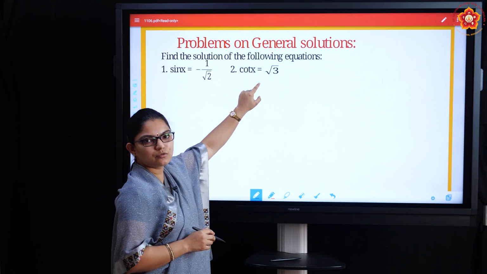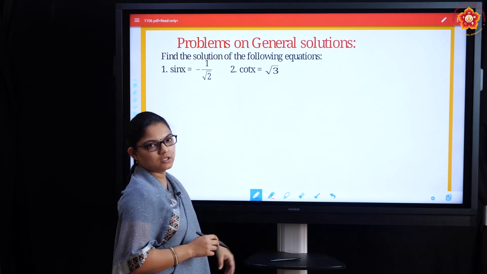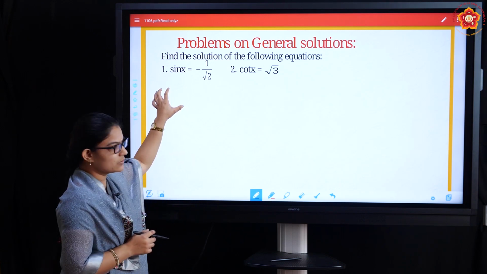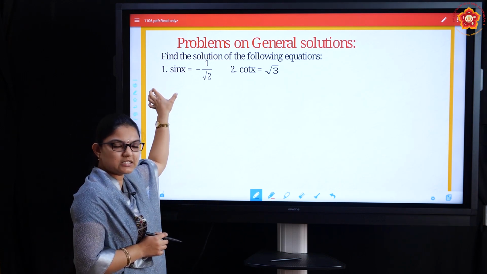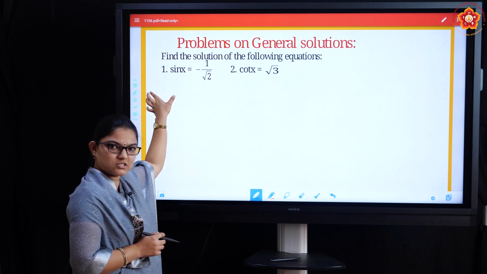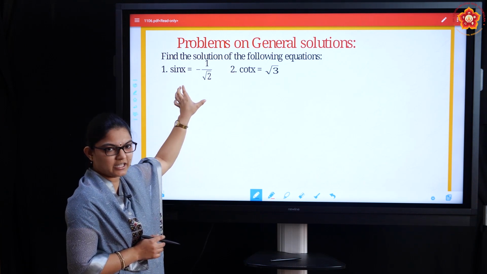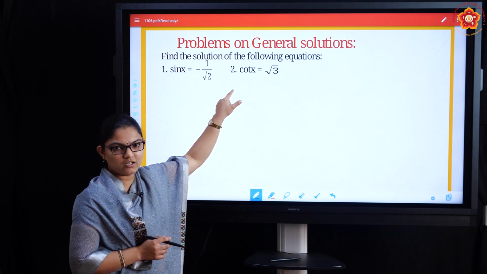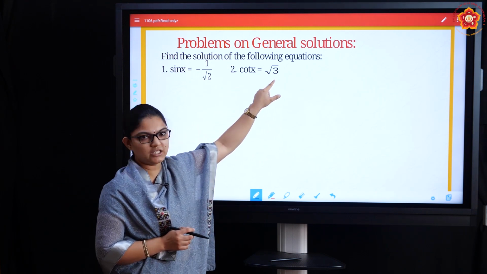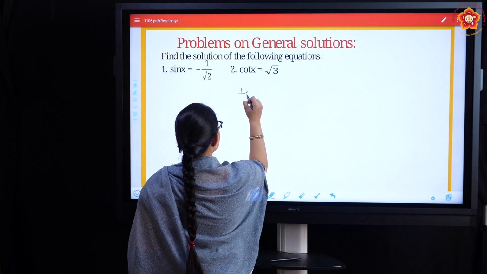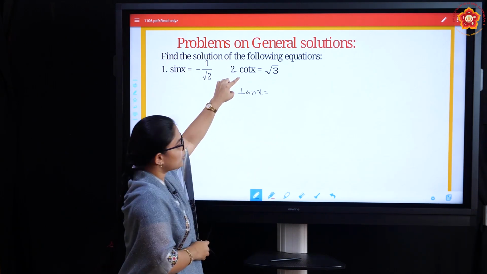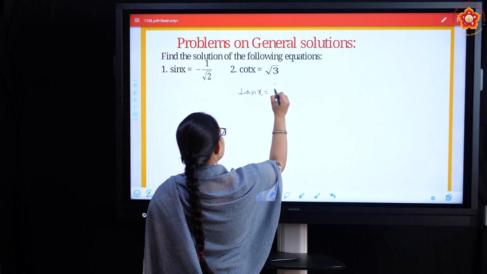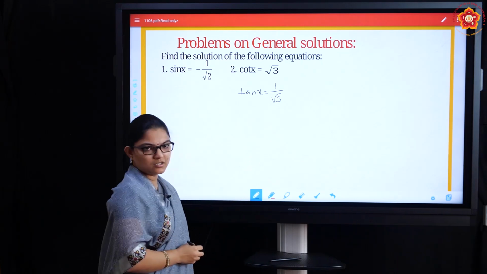We have cot x is equal to root 3. Now we have three general solution equations, that is either it should be in the sin x is equal to sin y form, cos x is equal to cos y form, or tan x is equal to tan y form. So cot x can be expressed in terms of tan, right? Cot x is equal to root 3. Then we can write tan x is equal to, because cot is a reciprocal of tan, tan x will be 1 by root 3, right?